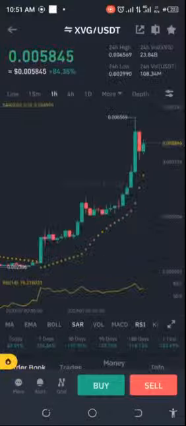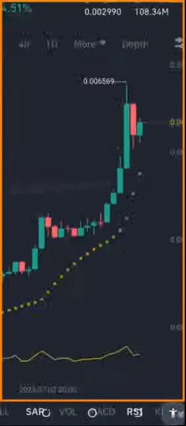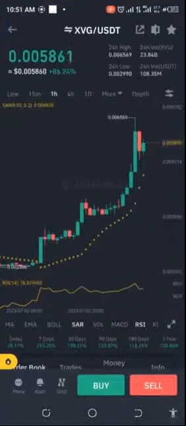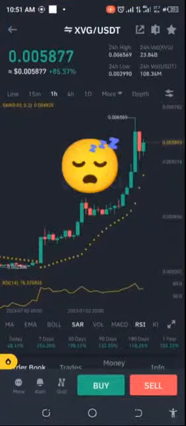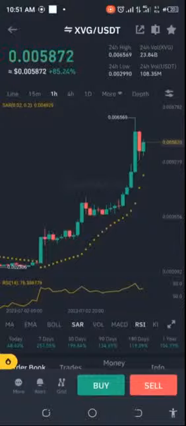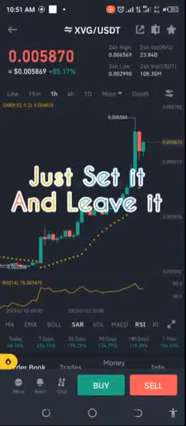Now you can see what happened. This executed a couple of hours ago while I was sleeping. Like I tell you, I love it when I make money while I'm sleeping. Yeah, that's the beauty of trading. Just set it and leave it and go to sleep. All right, so here it is.